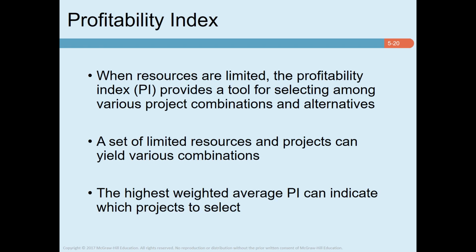Now, when we have this capital rationing situation, the profitability index can be a technique to find out a package of projects that ensures the highest net present value. Essentially, for each project, we calculate the profitability index, which is a ratio of NPV and its initial investment. Then we calculate the weighted average profitability index of different combinations of projects to see which combination of projects provides the highest NPV, provided that they can be accepted within the limited resources.